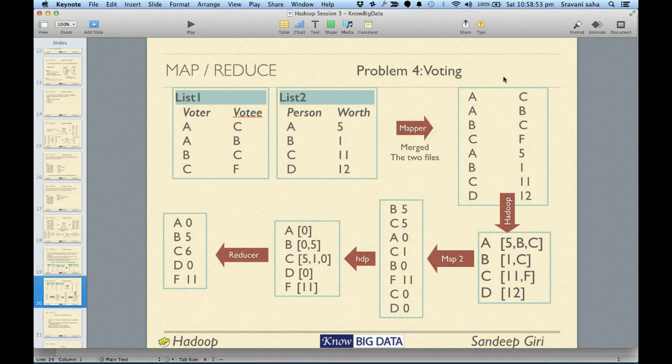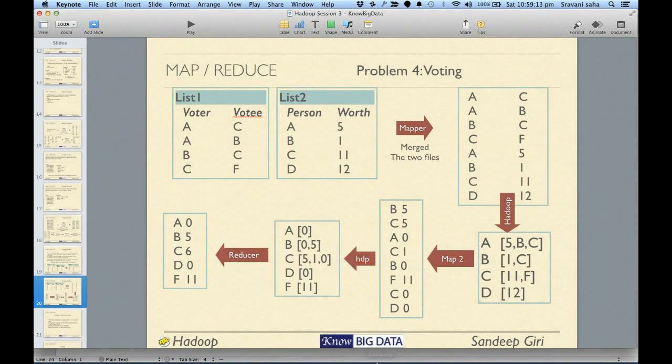Do you see problems in this approach? Anybody? Anybody who can find out problems in this approach? I know the problems in my approach, but I won't tell you. Anybody?